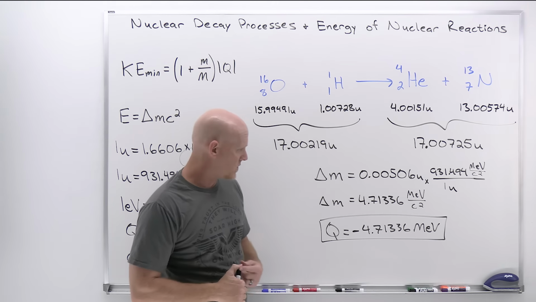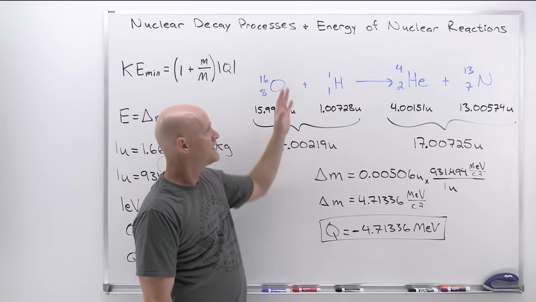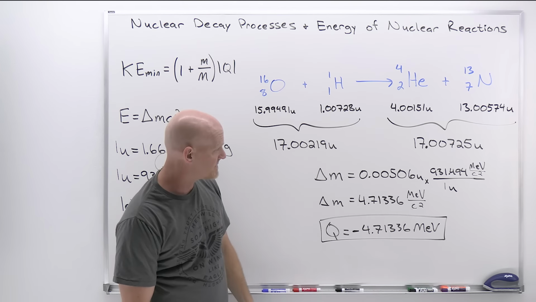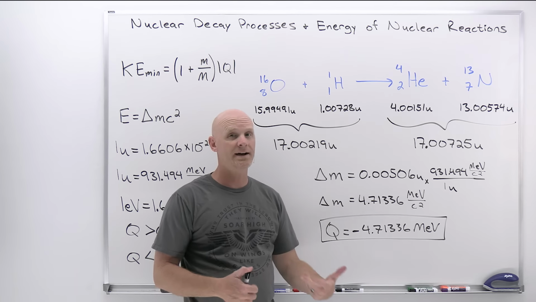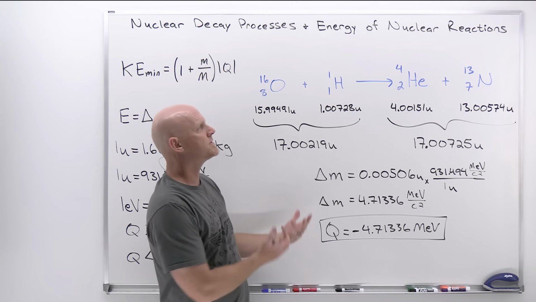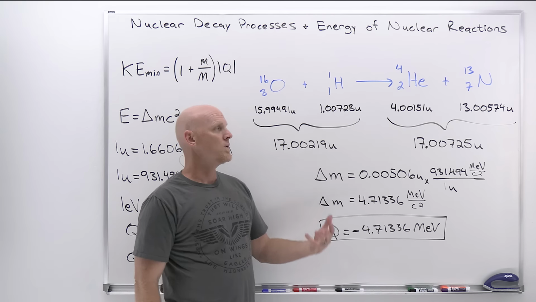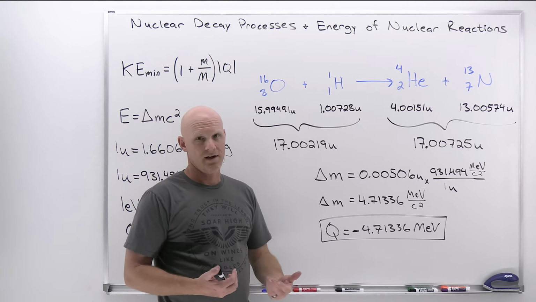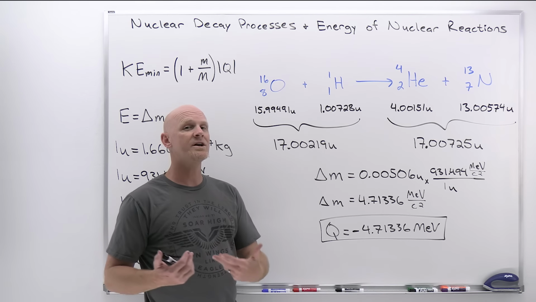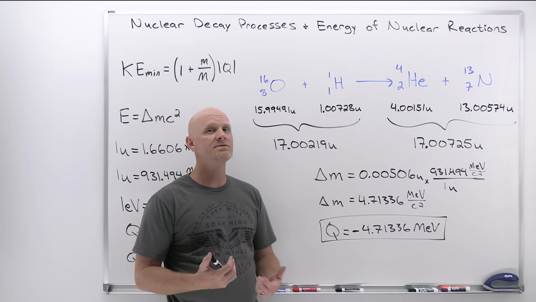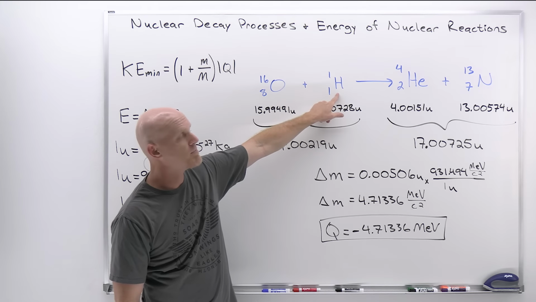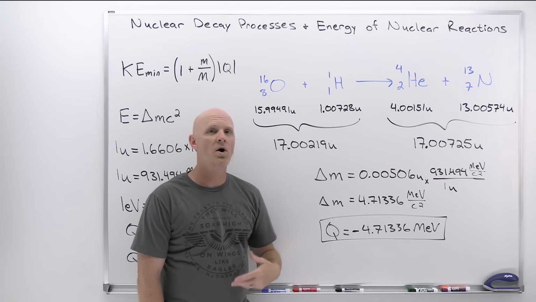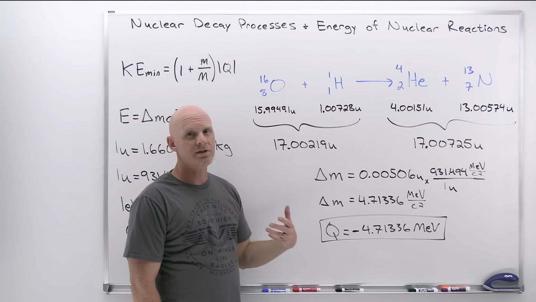So we have to ask ourselves a question then. This reaction is happening at an energy deficit, and this is the energy deficit here, this negative 4.71336 mega electron volts. So how do we supply this reaction energy? Well, these are typically happening as what we call a nuclear bombardment, and we use a particle accelerator, which can accelerate charged particles to ridiculously fast speeds. We're going to take this small particle right here, the proton, which is indeed charged, and speed it up in this particle accelerator really, really fast.